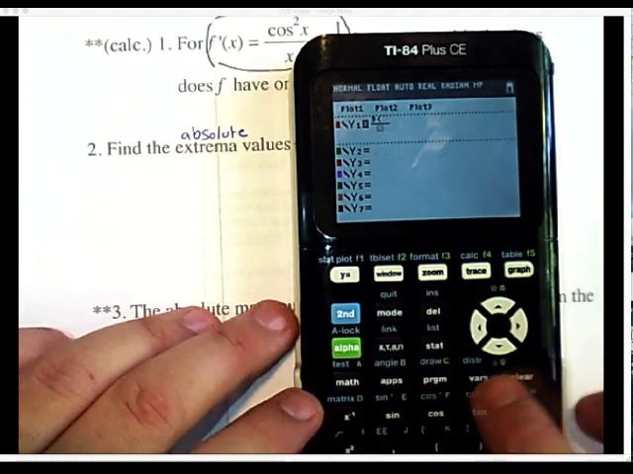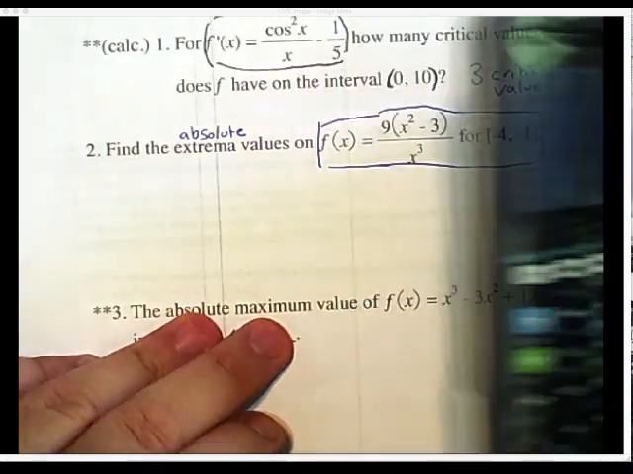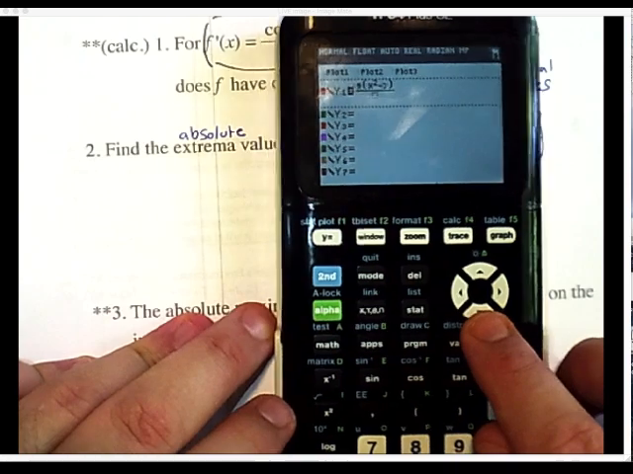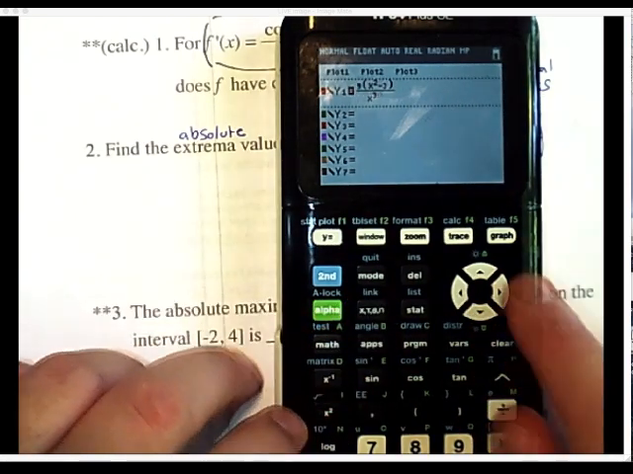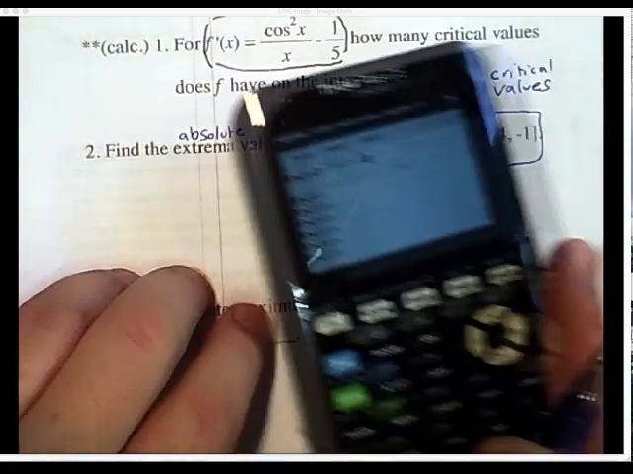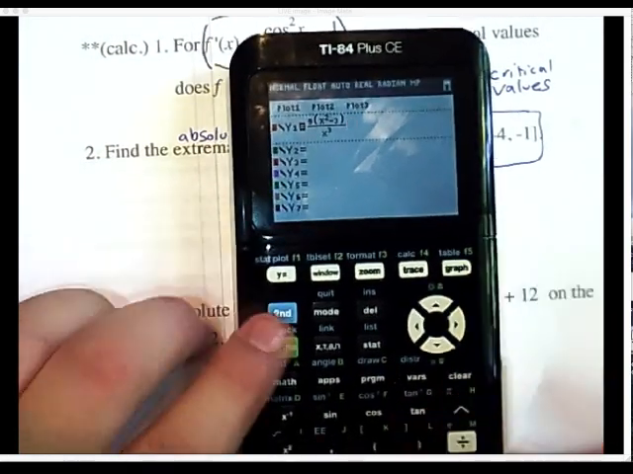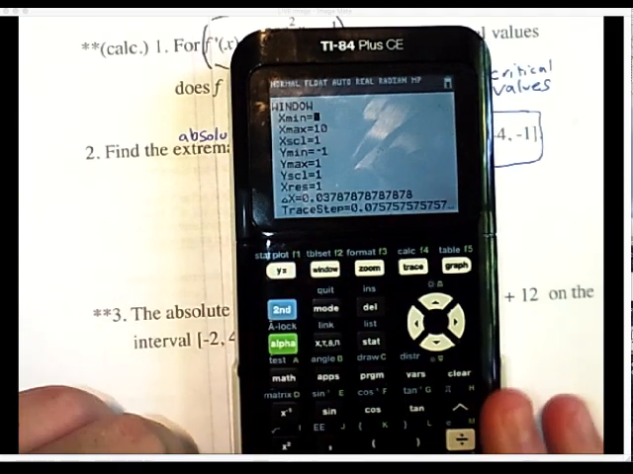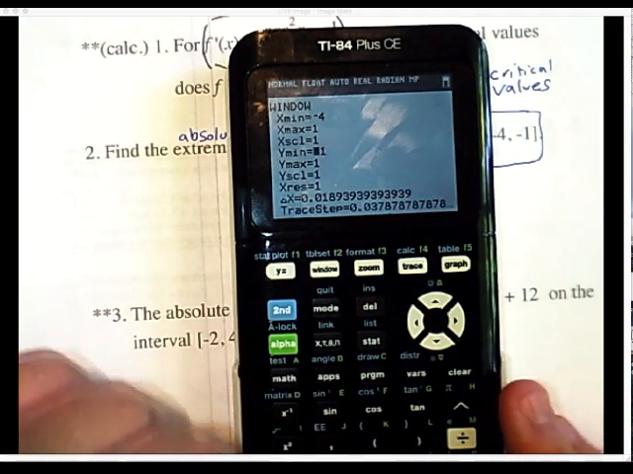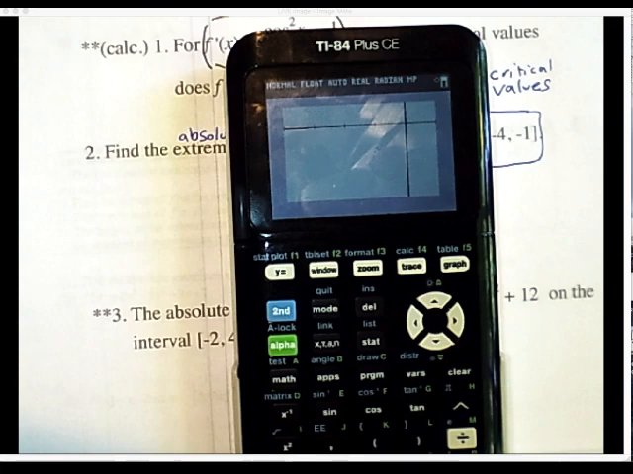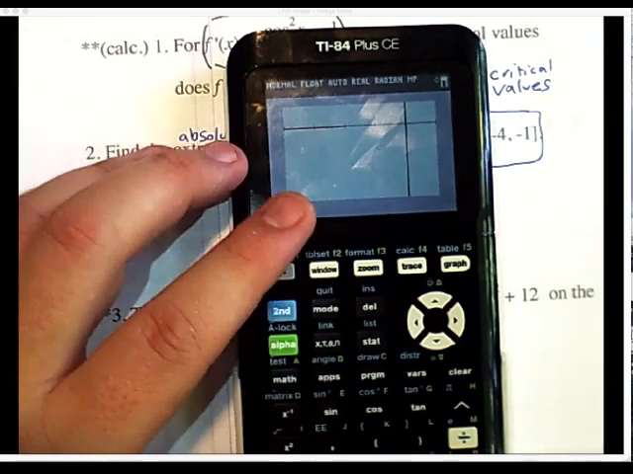9 times x squared minus 3 over x cubed. Is that continuous on this interval, -4 to 1? Okay, let's look at that. It should be, but let's just make sure. Zoom fit it. Okay. Is the graph continuous? Here it comes. Okay. You know, it's kind of hard to see in red there.